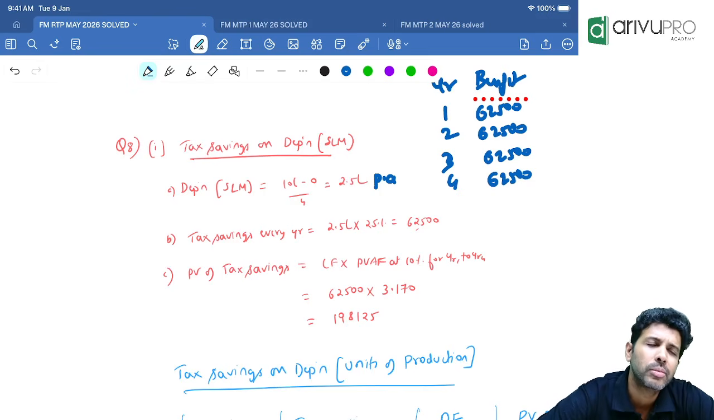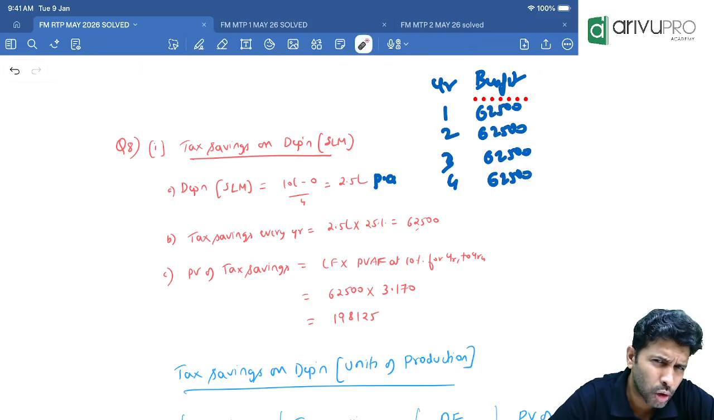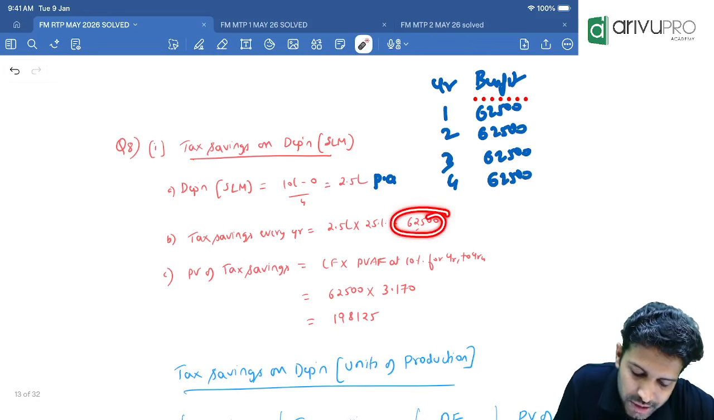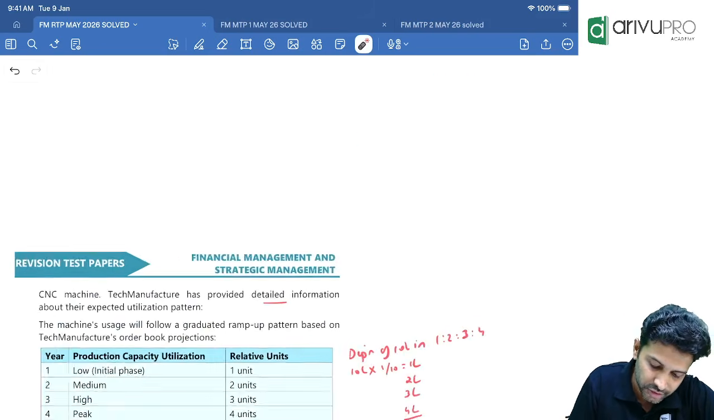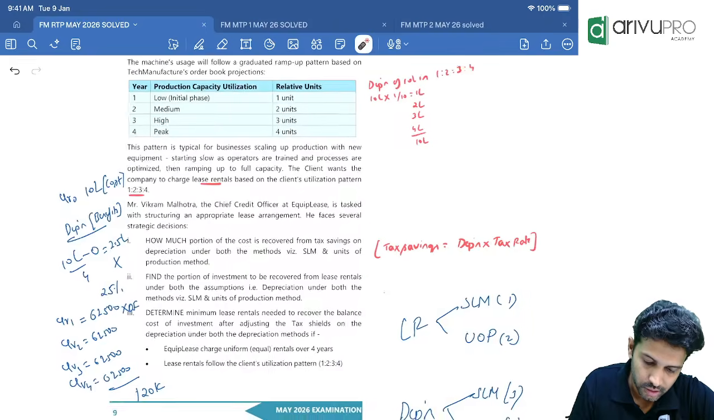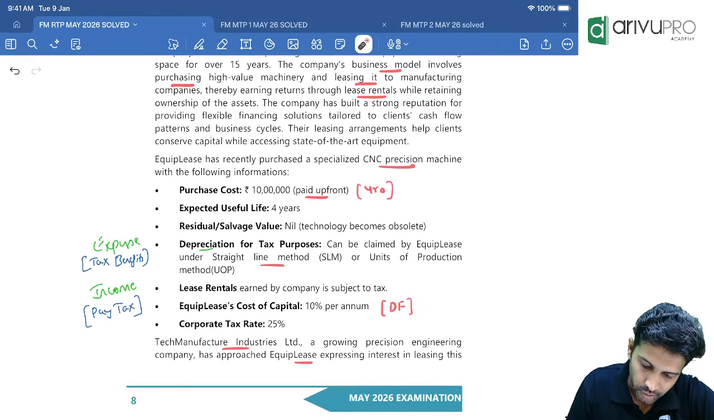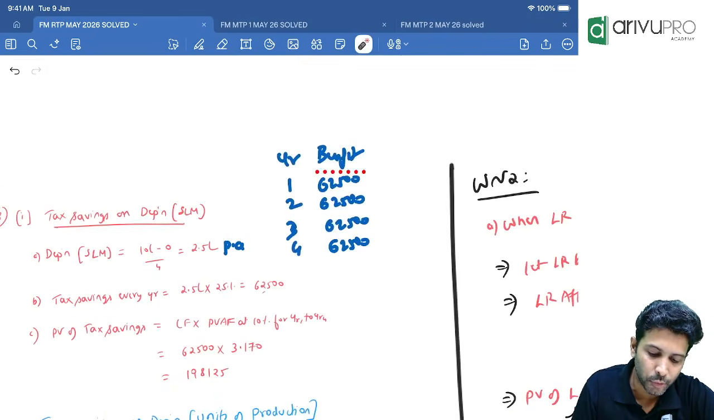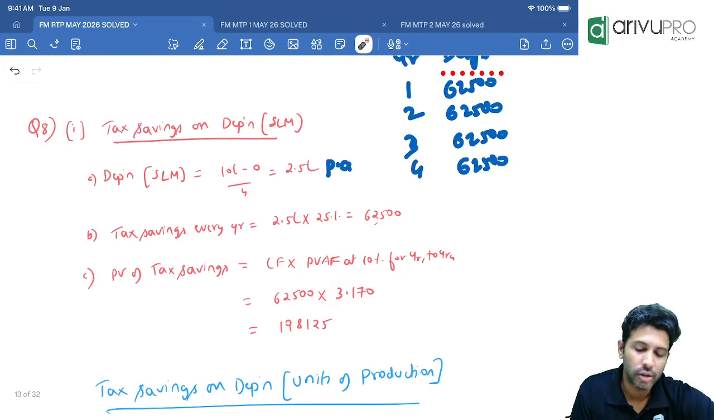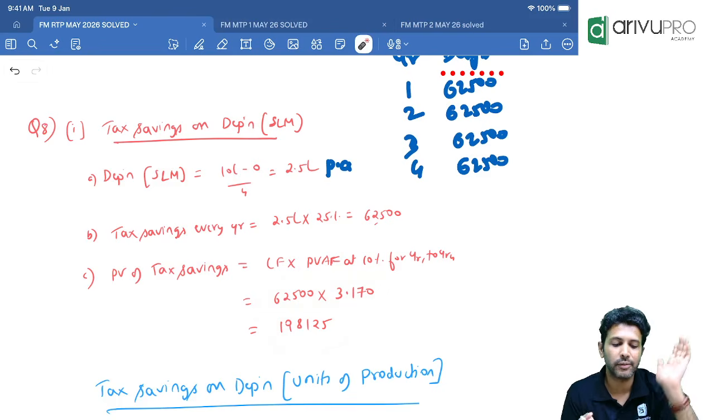How do you get present value? Multiply discount factor. Number is different every year or same every year? I mean, should you take each year ka number and multiply PVIF, or PVAF? So that's what I've done here. Each year ka cash flow is 60,500 multiplied by PVAF. What is the discount factor? Cost of capital discount factor is 10% given. So find out PVAF for 10% for 4 years. 3.170. So 60,500 into 3.170 will give you total present value of savings 198,125.